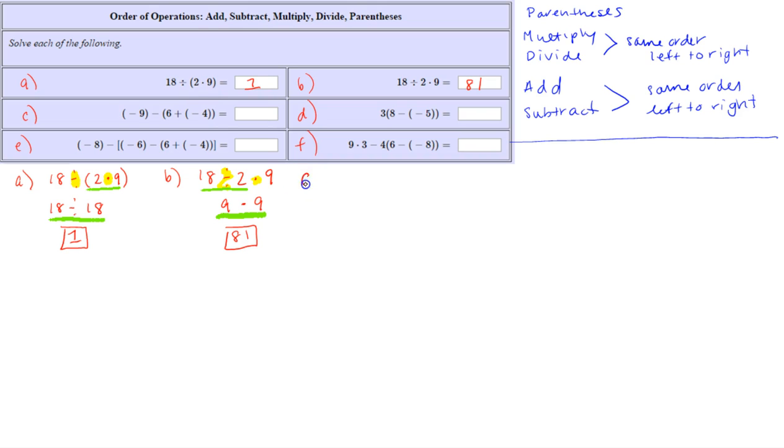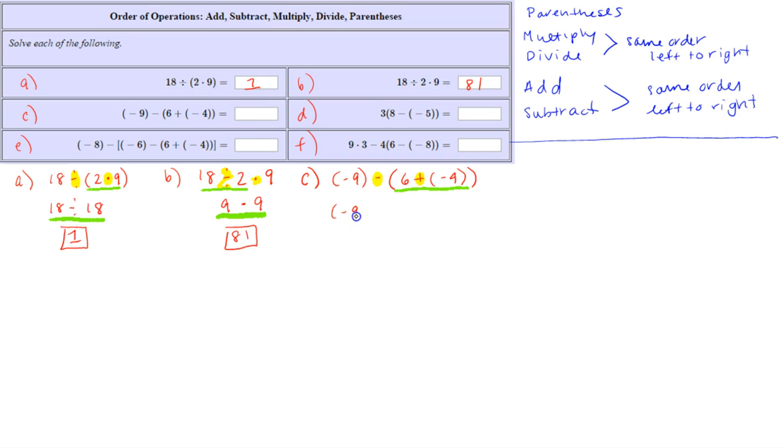Now let's look at letter C. So we have -9 minus parentheses 6 plus -4, close parentheses. So let's see what operations we have to do. Okay, that's a -9, but this is subtraction. We have parentheses, and in the parentheses we have the operation of addition. So there's two operations to perform. And we have subtraction and addition, but here the addition, it's further to the right, but it's in parentheses. So we're going to do this first.